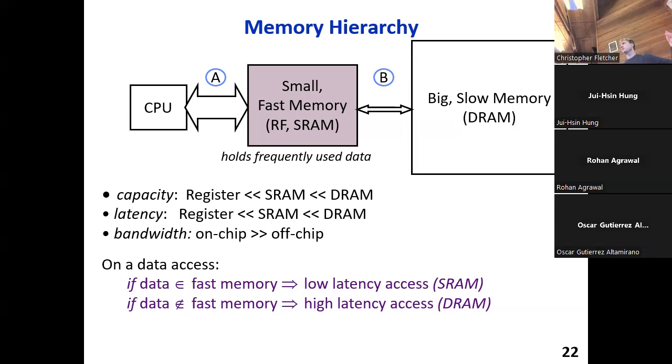Closer to the chip, it's usually register file and SRAM. This is like D flip-flops or just the SRAM cells that we saw earlier, and then farther out, we get closer to DRAM.